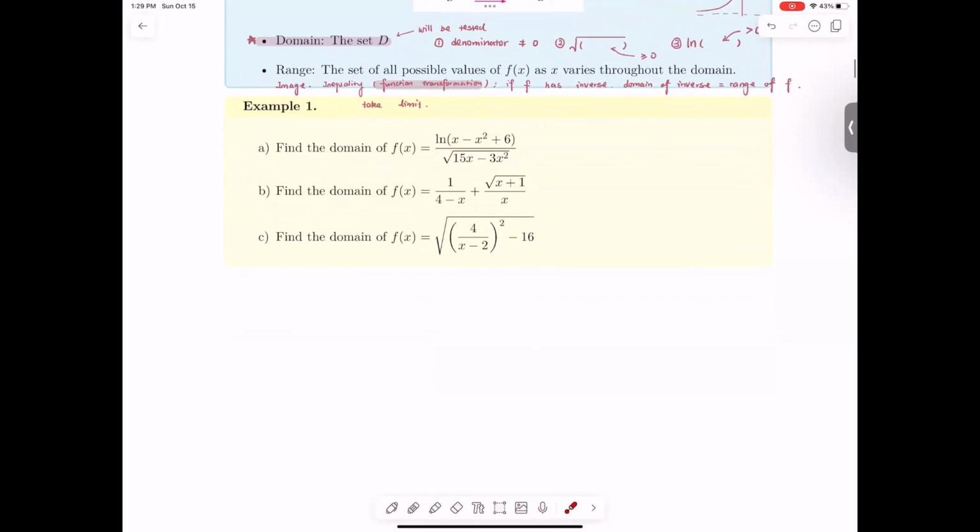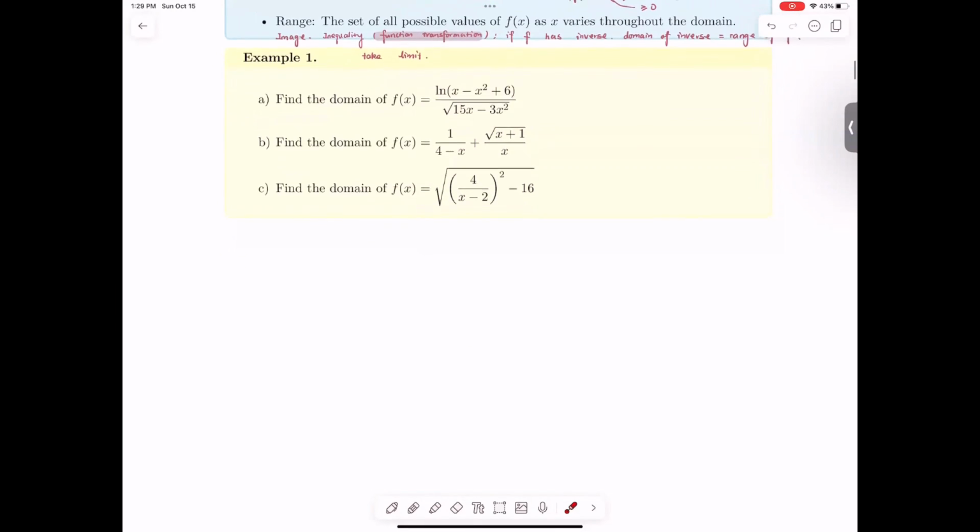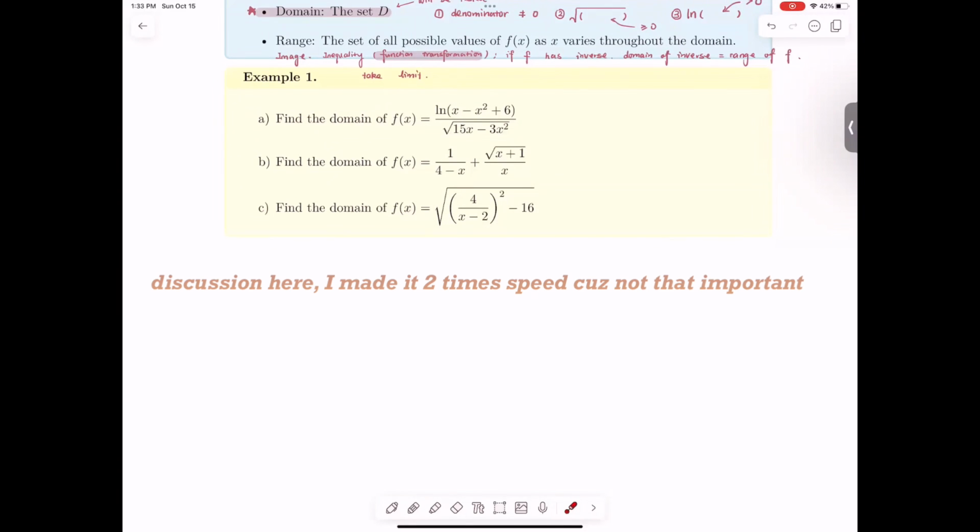So let's do domain instead, because this is more important in 135. All right, so what is the domain of A? Give me your final answer and we'll take it out together. Final answer is what? Negative infinity to negative 2, union 5 to infinity. For A, 0 to 5, negative 2.